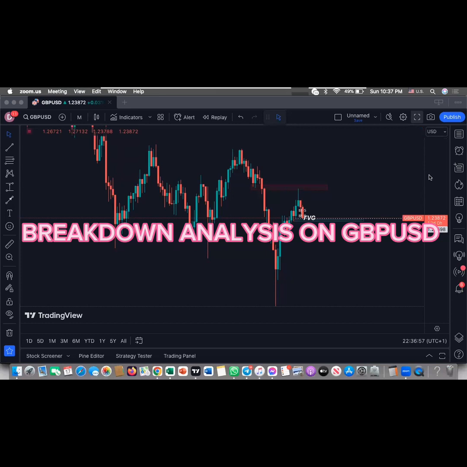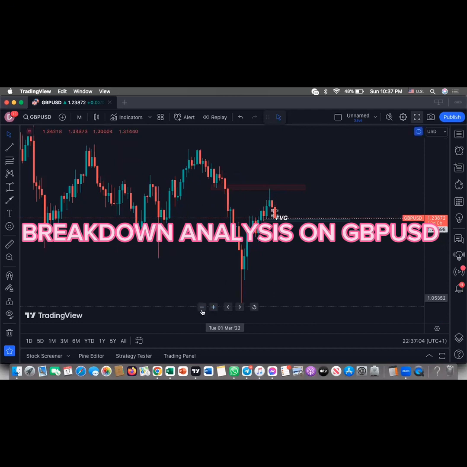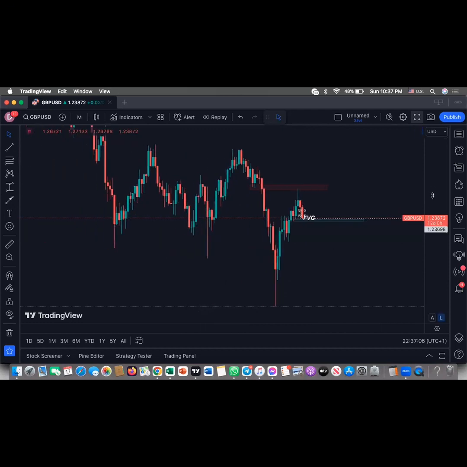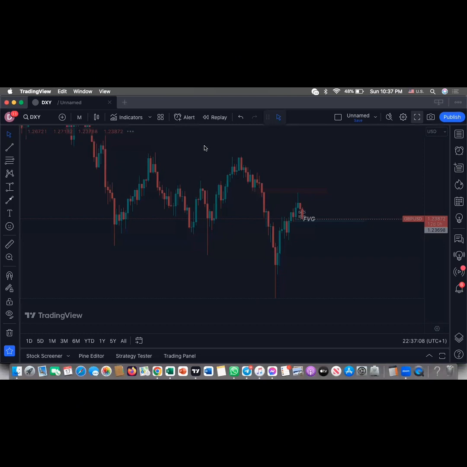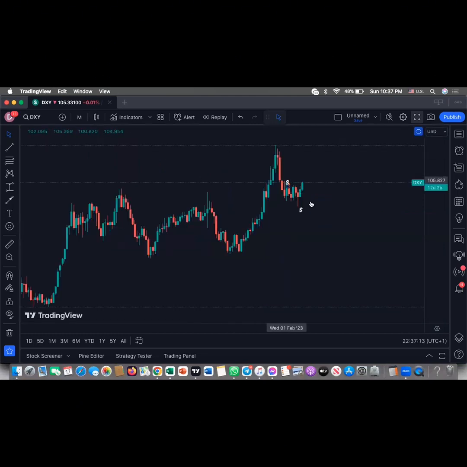So we'll be looking at Gbpusd on this video, and before we do that, we're just going to look into DXY because you know what it is. Gbpusd is inversely correlated with the DXY. So let's look at the DXY.